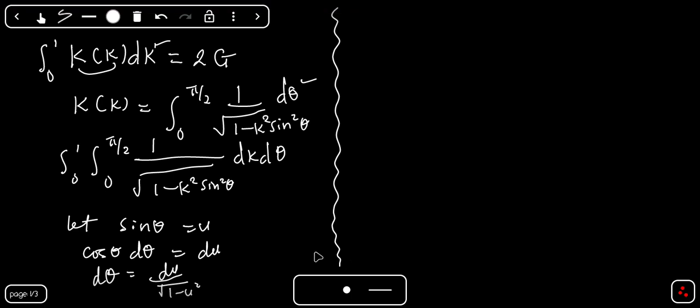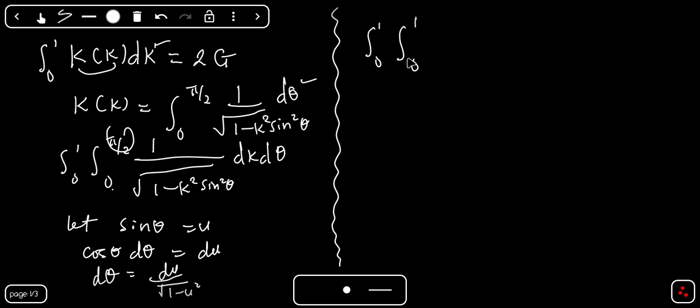Okay guys, so let's move on. Our integral becomes the integral from 0 to 1, then the integral from 0 to 1 also, because if we substitute pi over 2 for theta, sine pi over 2 gives us 1, and if we substitute 0 for theta, sine 0 is 0.